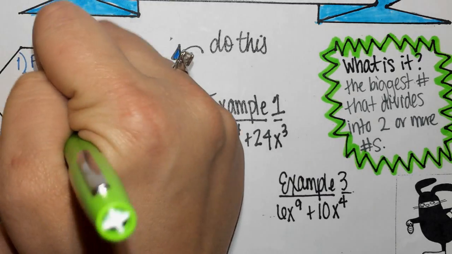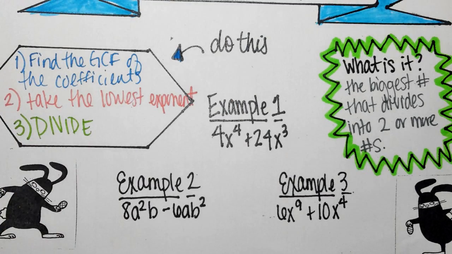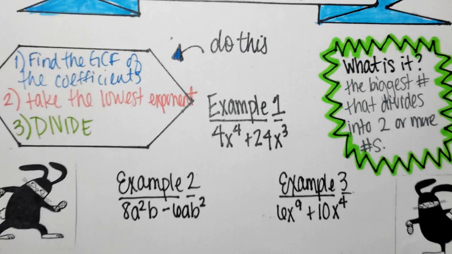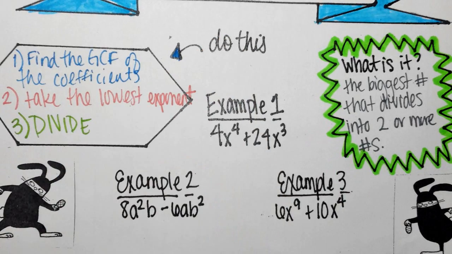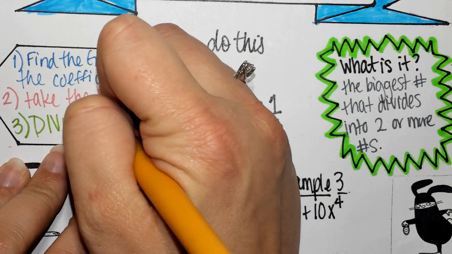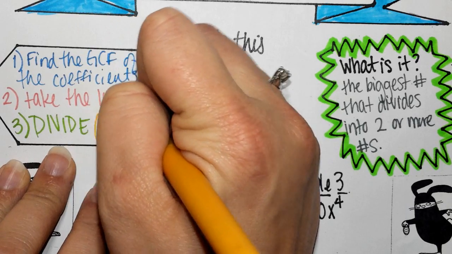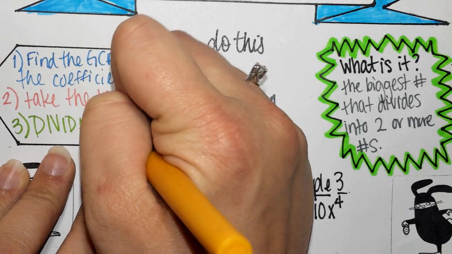Alright, and the final step, you divide. Now, you divide the coefficients. What do you do with the exponents? Subtract them. Fantastic. Alright, so let's write that we subtract the exponents.